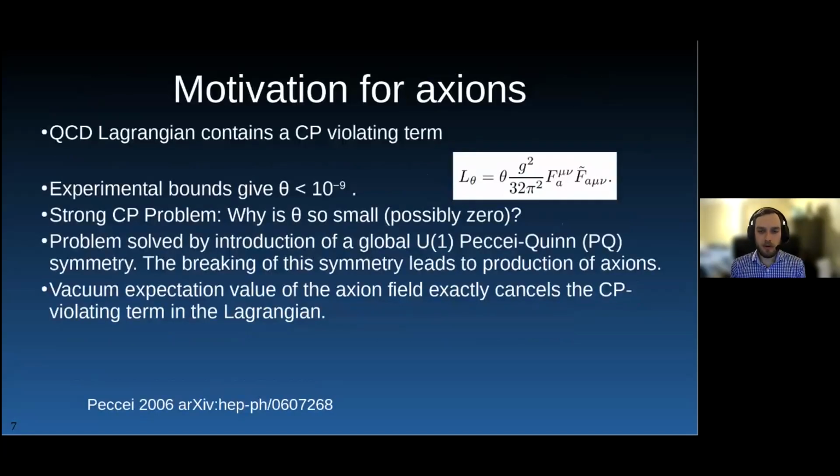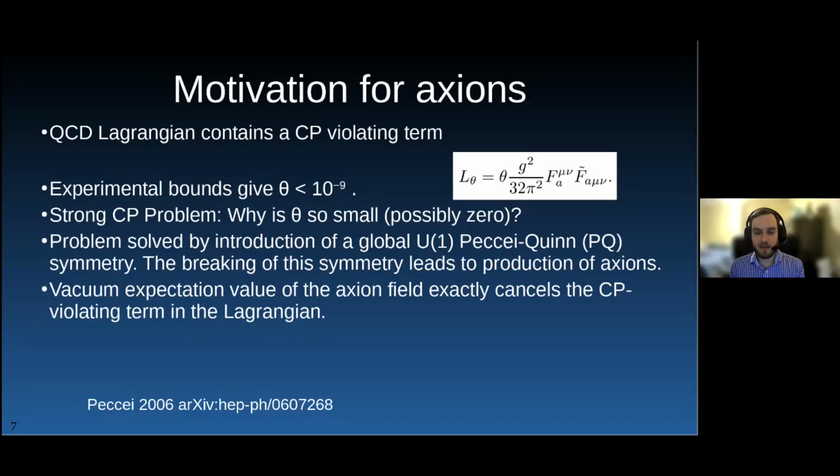So one particle that may be responsible for the parity violation in the large-scale structure could be the axion. The axion is a hypothetical particle whose existence was conjectured to solve the strong CP problem in particle physics. So the Lagrangian of quantum chromodynamics, or QCD, contains a CP violating term.